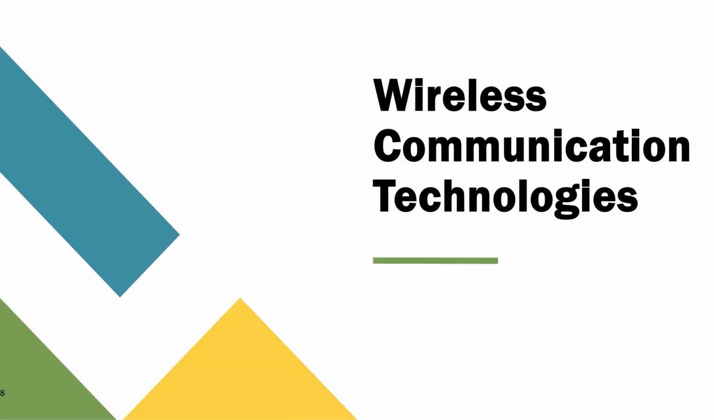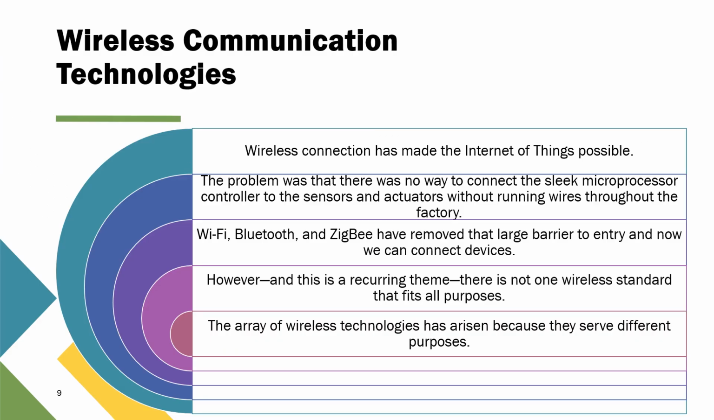Now let us go to the next topic, which is wireless communication technologies. As we have seen in the previous part of the lecture, Ethernet is very important in the connection between computers and devices. However, wireless connection has made the Internet of Things possible.